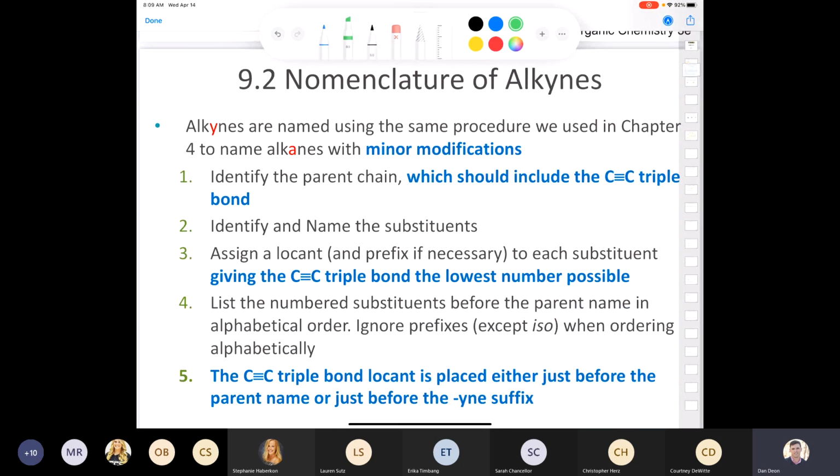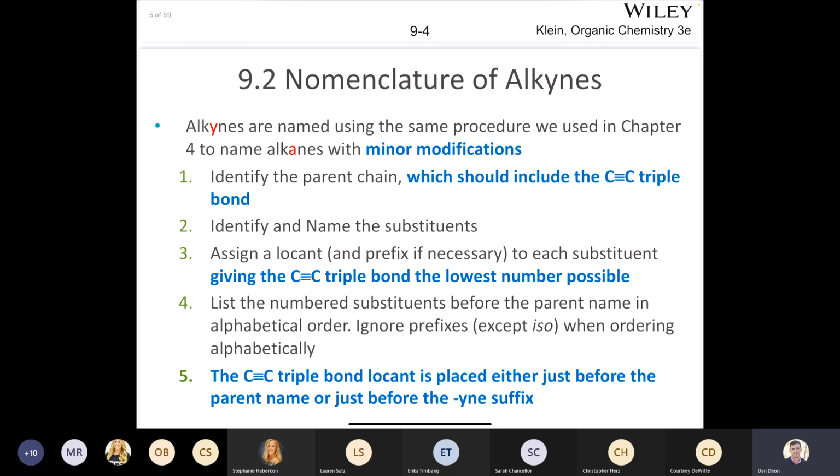Something that you'll notice in organic chemistry, if you haven't figured it out already, whenever we look at a new functional group, we almost always start with some kind of nomenclature, right? Because before you can start talking about the chemistry of a certain type of functional group, you've got to know how to name compounds that possess that functional group. The good news is, if you understood alkane nomenclature, if you understood alkene nomenclature, it's not much of a stretch to get to alkyne nomenclature. So we're going to use the same procedure that we saw back in chapter 4 when we named alkanes, but with just a few minor modifications.